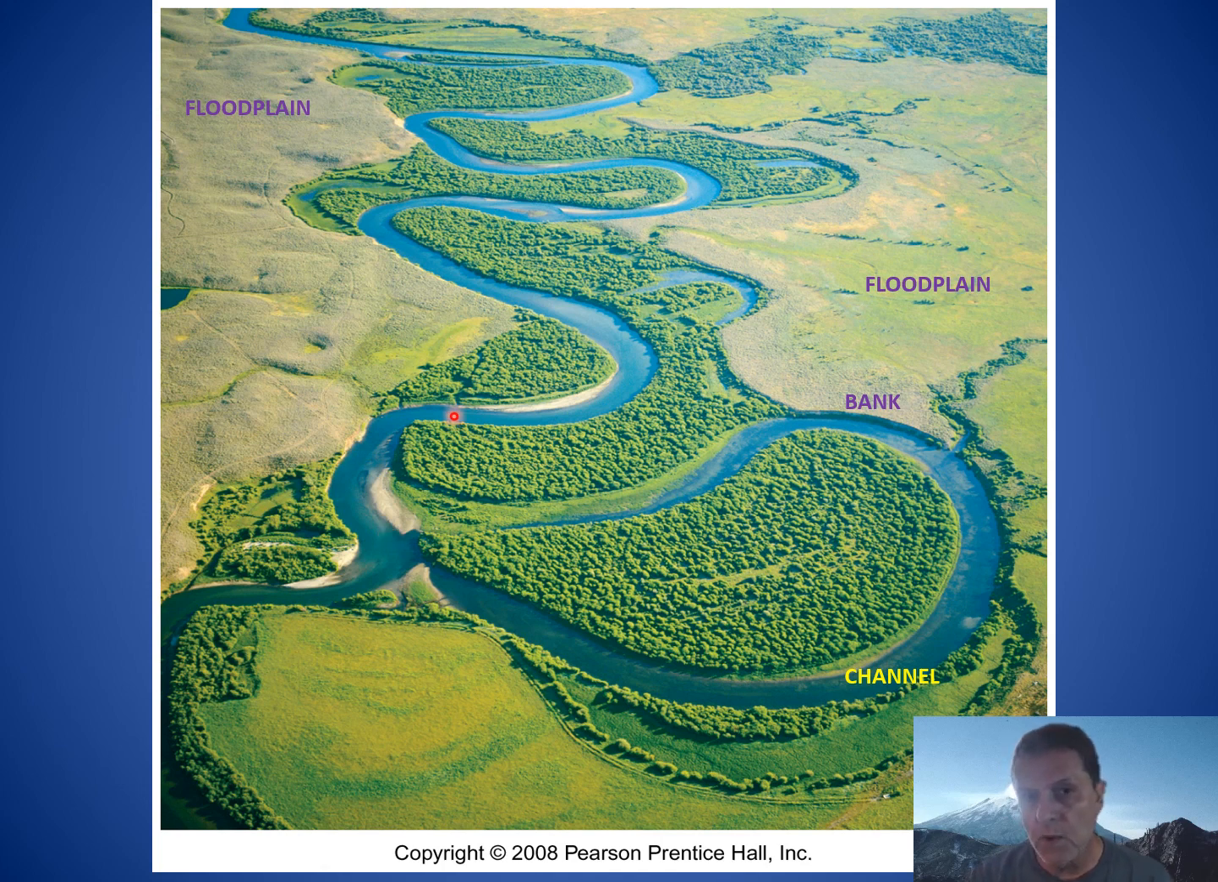So the typical parts of a meandering river would be the channel itself that carries the water, the bank, stream bank, which is the interface between the channel and the floodplain. Floodplain is called the floodplain because during times of high water or high rainfall, the water can come out of the channel and flood over the floodplain area.